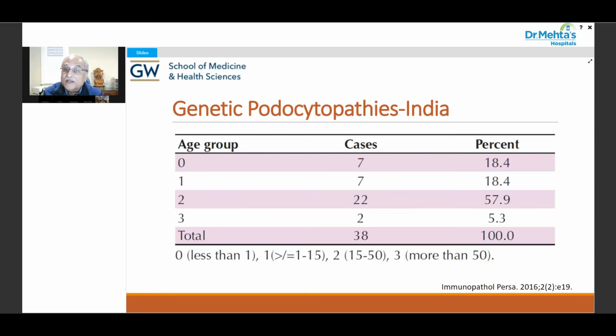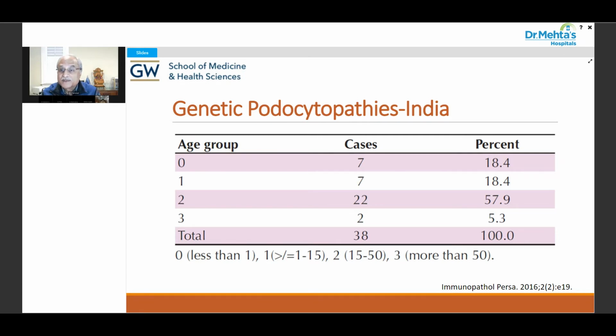Some data has come from India in terms of podocytopathies. This is from one of the Army hospitals, a very limited number, with only 15 patients less than 15 years of age. Most of them were in older age groups.